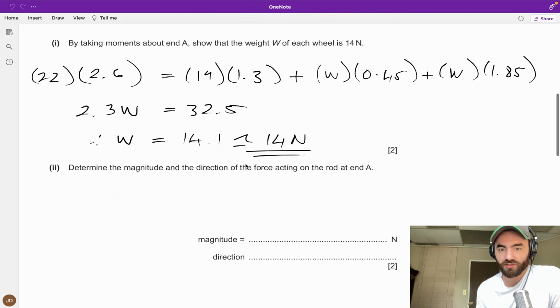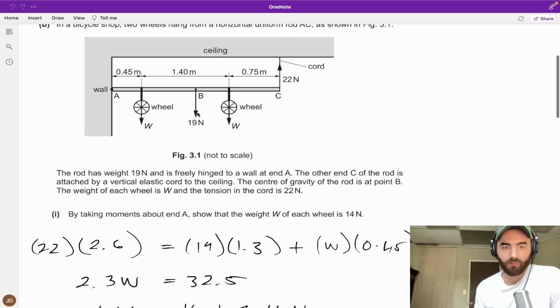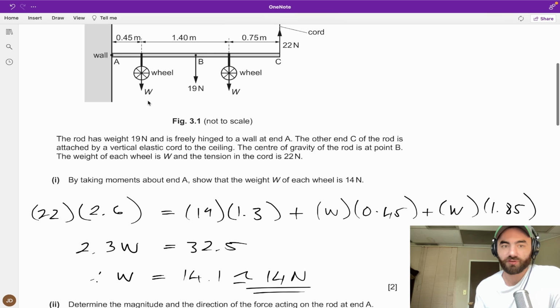Determine the magnitude and direction of the force acting on the rod at the end A. Well, at this point, the wall will have friction between the rod and the wall, which will have some force forcing it back up, right? Back up, because otherwise this thing would just fall down. But it's being kept in equilibrium. And so it wants us to find what that force is.